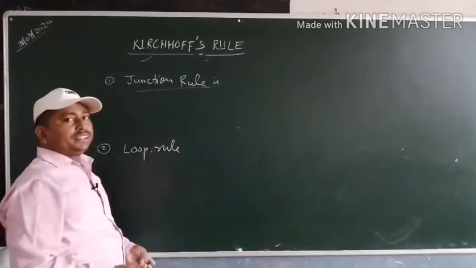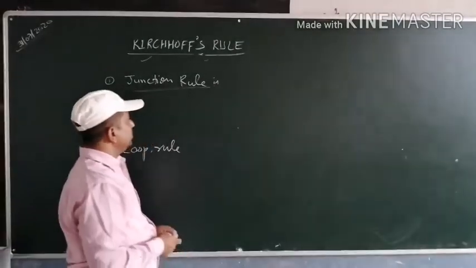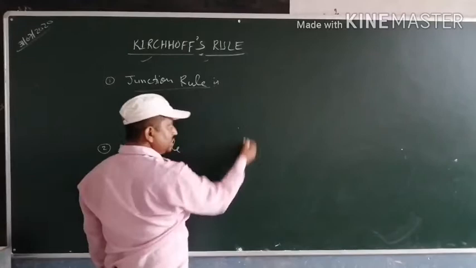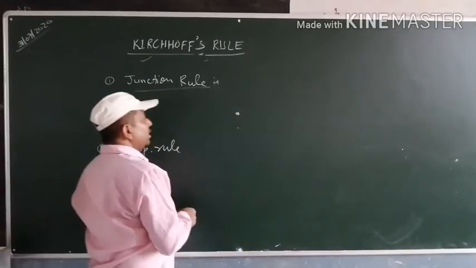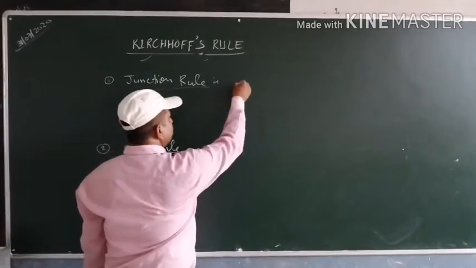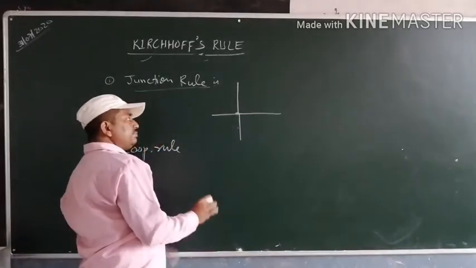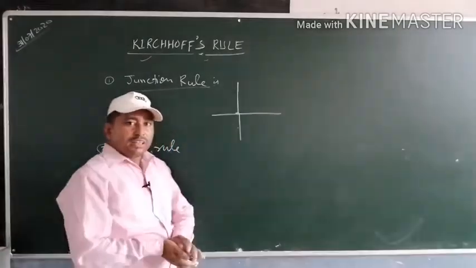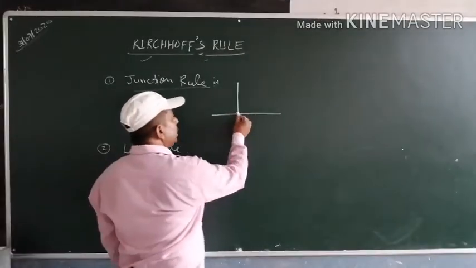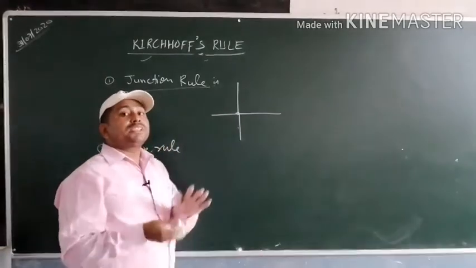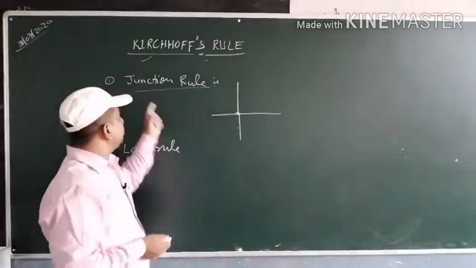It basically provides what will be the net current meeting at any node. Suppose that in any circuit, here is a node and different wires are connected to that node: one wire, second, third and fourth. If different currents are coming towards or going away from this node, then what will happen? The algebraic sum of the electric current meeting at this node is provided with the help of the junction rule.